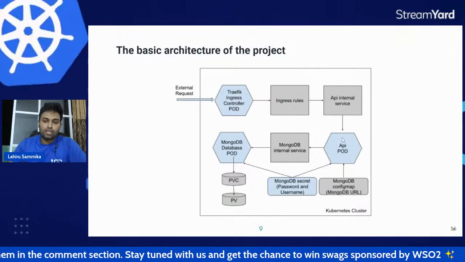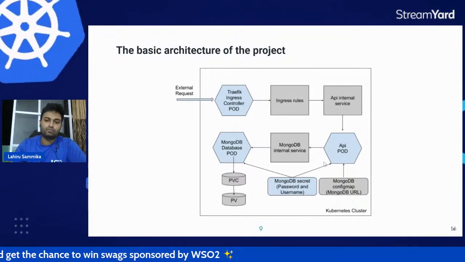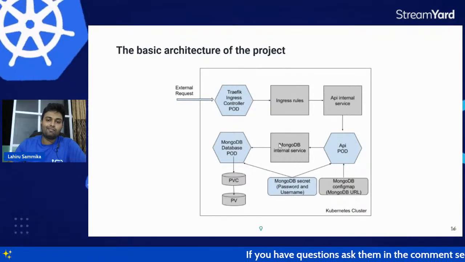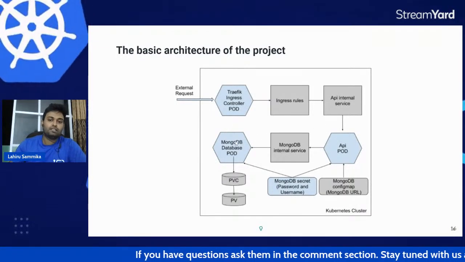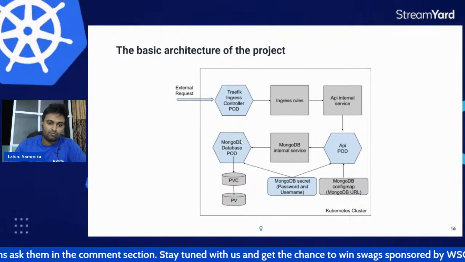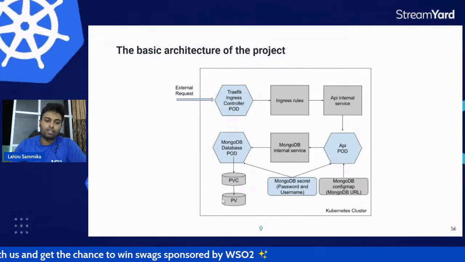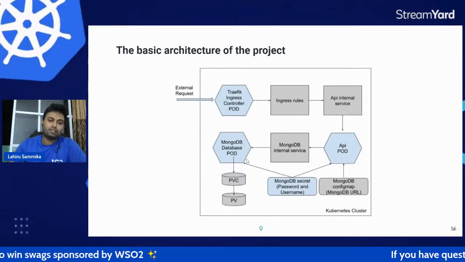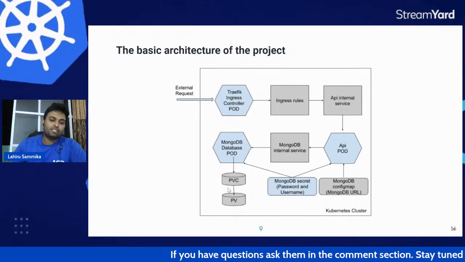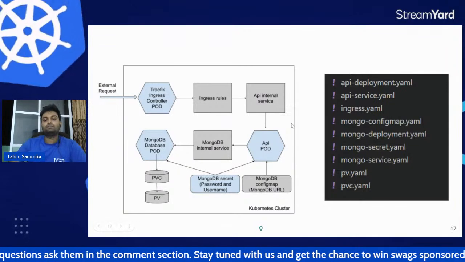That request then goes to the API pod, right? I have written this application in Node.js, so Node.js backend, and then the request goes to MongoDB via this MongoDB internal service, and then the data stored in MongoDB will be stored in a persistent volume as well for more protection. If the MongoDB pod crashes, then data will not be lost. You can protect the data using persistent volume. So to access the persistent volume, I have defined a persistent volume claim as well.